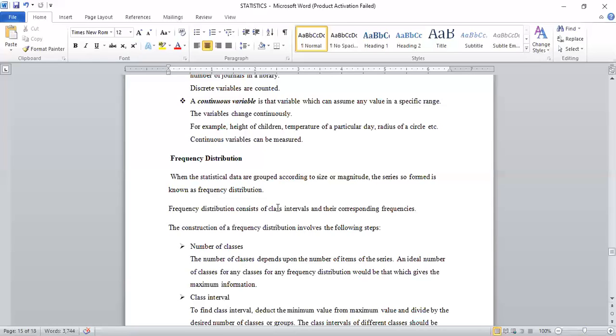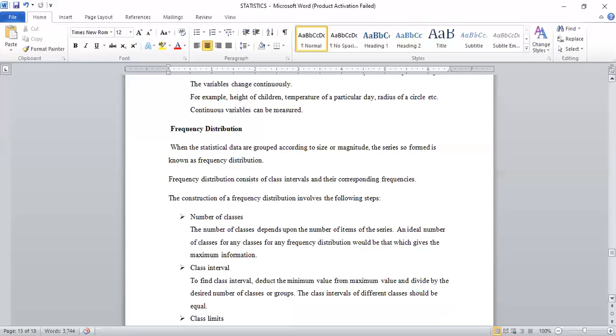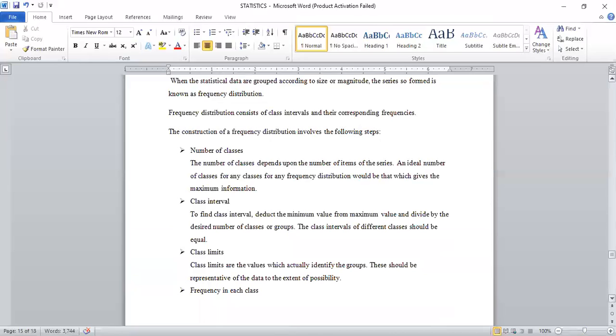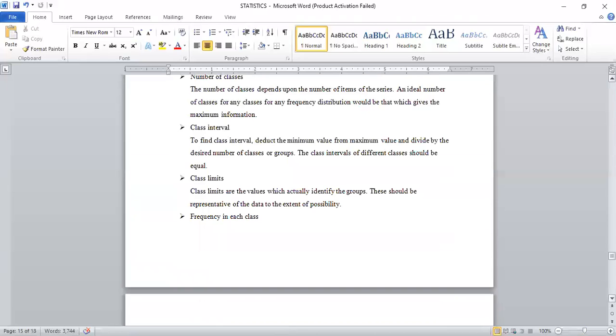So the construction of a frequency distribution involves the following steps. The first step, you need to decide on the number of classes. Then you decide on the class interval, then the class limit, and the frequency in each class. In this case, this is well described and interpreted in a video, and I believe that you have gone through that video.